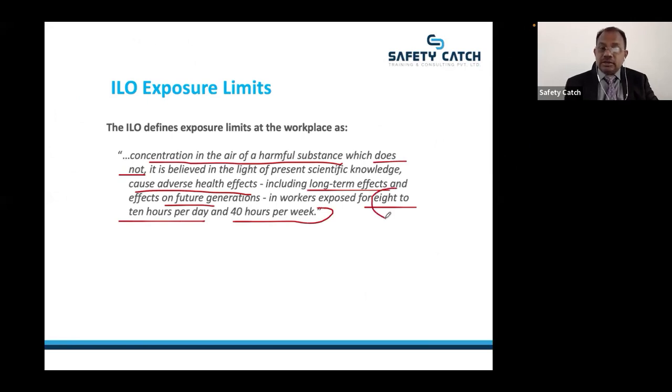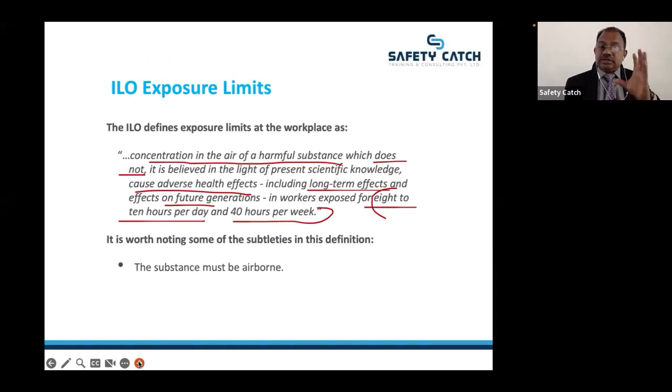So which means if you keep the quantities within the exposure limits and the people are repeatedly exposed to this limit, they will not have any adverse health effect. That is why we call it exposure limits. So there are different limits, permissible exposure limit, TLV, we will come to that. So these are the limits, we can call it safe limits for workers.